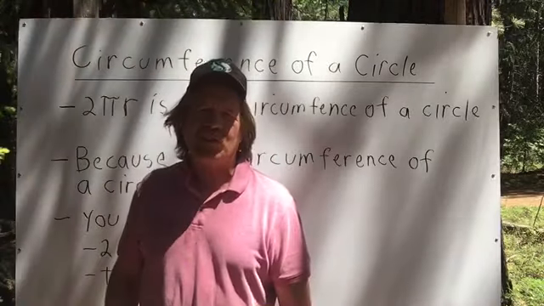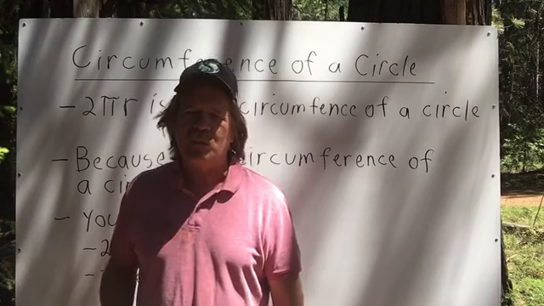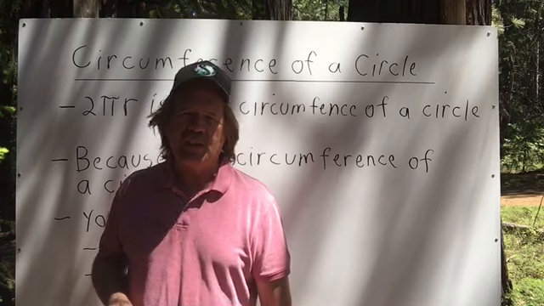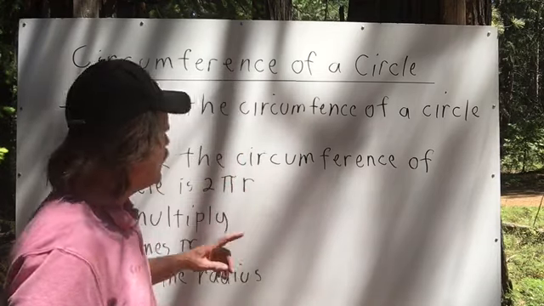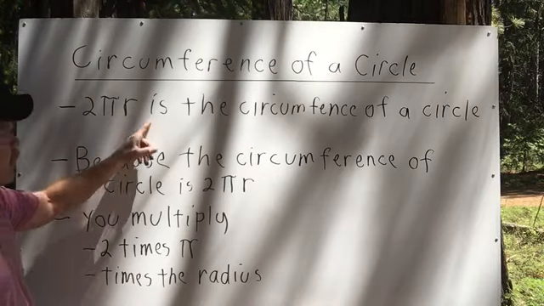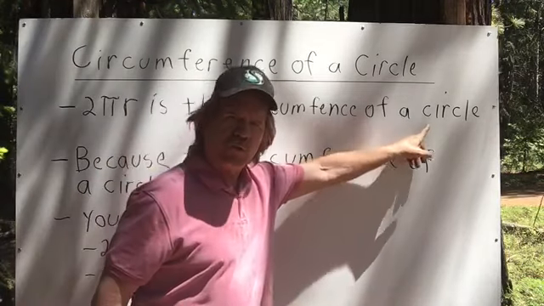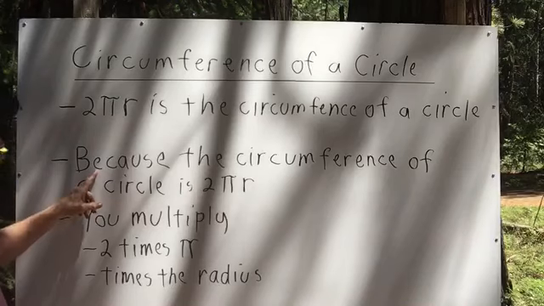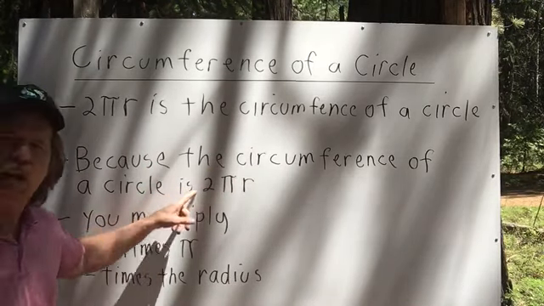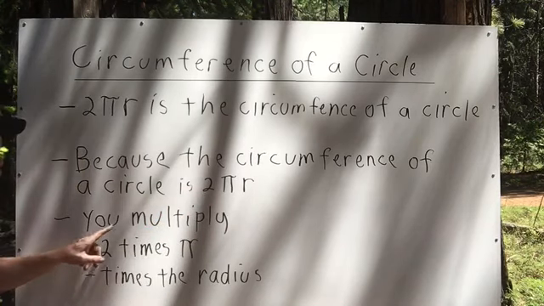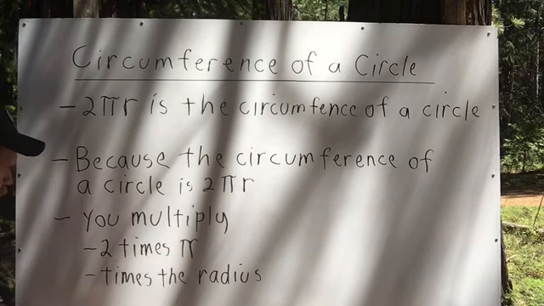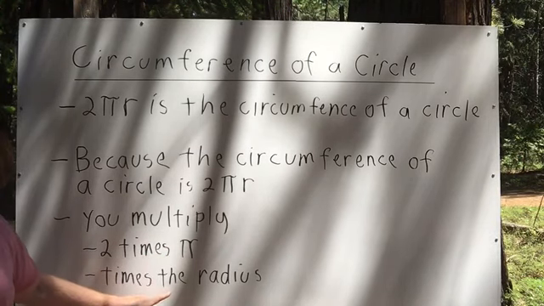Now I've come up with this little thing that I think might help you remember the formula for the circumference of a circle, that being c equals 2 pi r. This might help you right here. These words. So it says right here, 2 pi r is the circumference of a circle because the circumference of a circle is 2 pi r. You multiply 2 times pi times the radius.